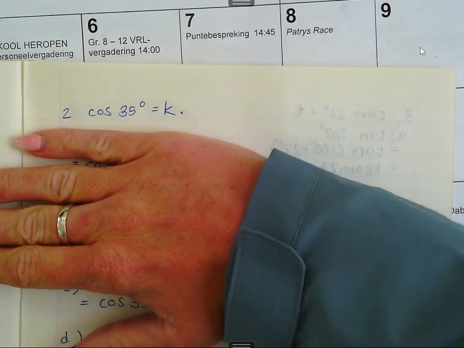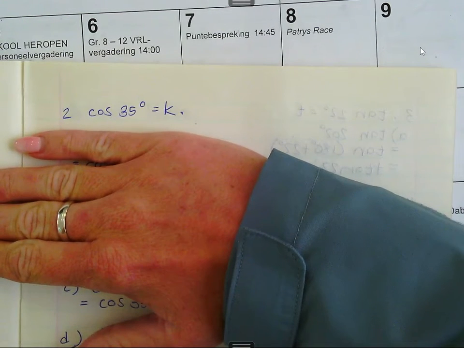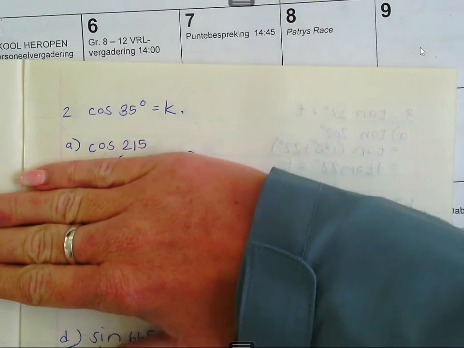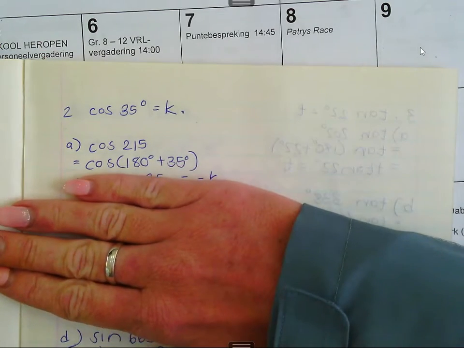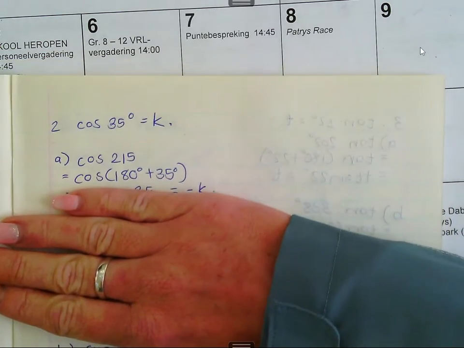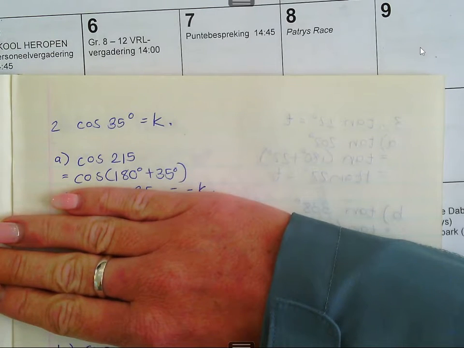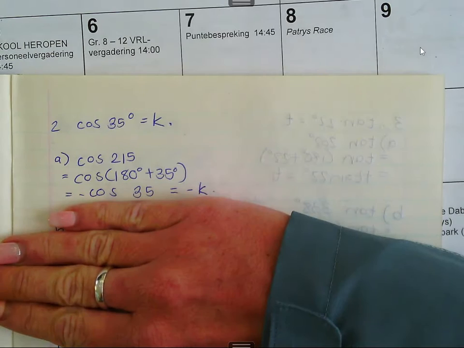Question 2. It was given that cos 35 is equal to k. Then the first one asked was cos 215. So I rewrote it as cos 180 plus 35. That would mean the third quadrant where cos is negative. So therefore it's negative cos 35. And therefore it's negative k. Did you get it right?